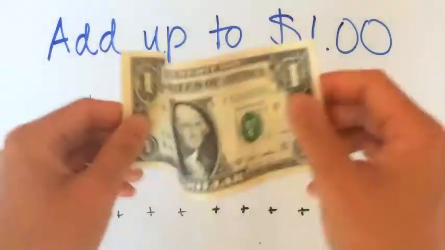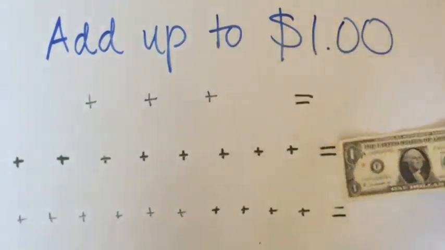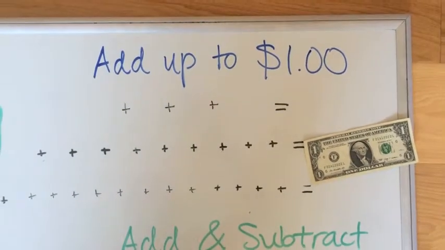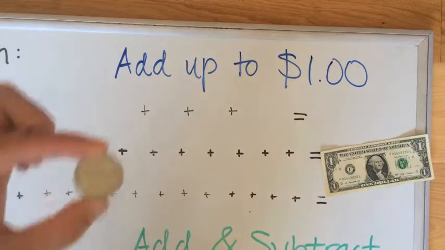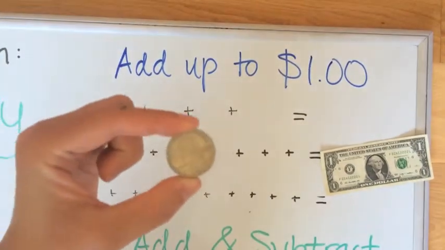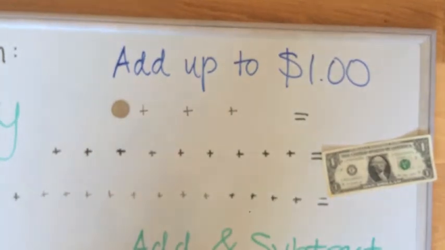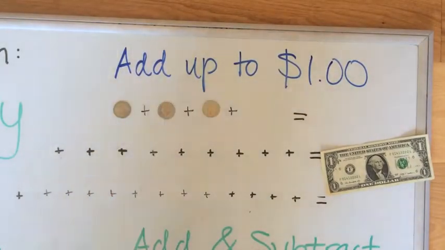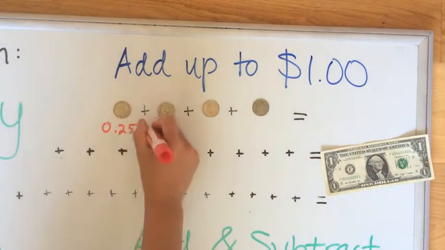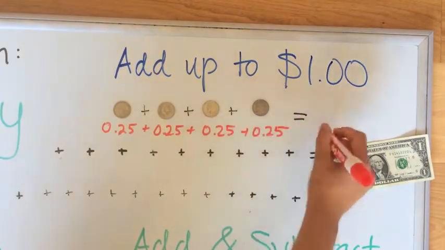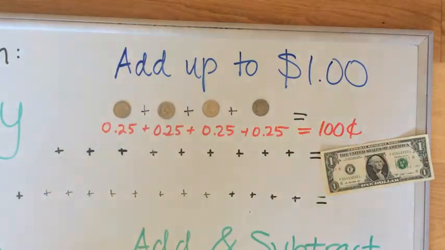Now we're going to use the coins that we just learned about to try to add up to $1, which is equivalent to 100 cents in 3 different ways. So we're going to start off with the quarter, which is worth 25 cents. And we know that 25 times 4 is equal to 100. So if we add 4 quarters together, we should get 100 cents, or $1. And there we go, we do.